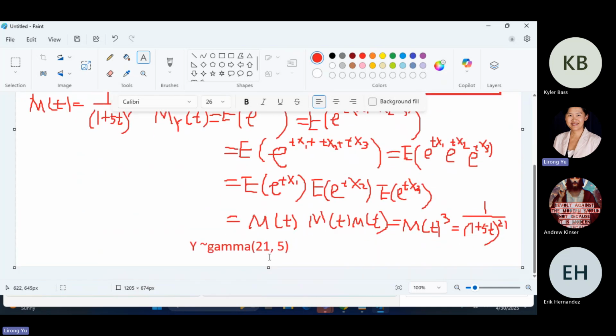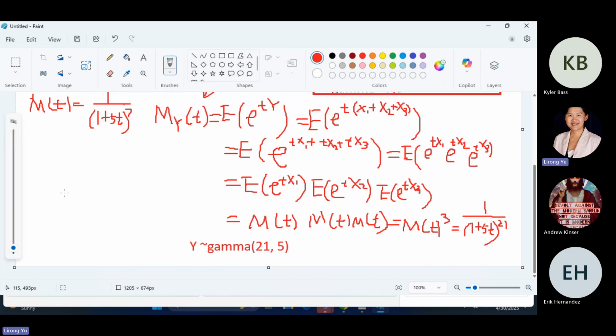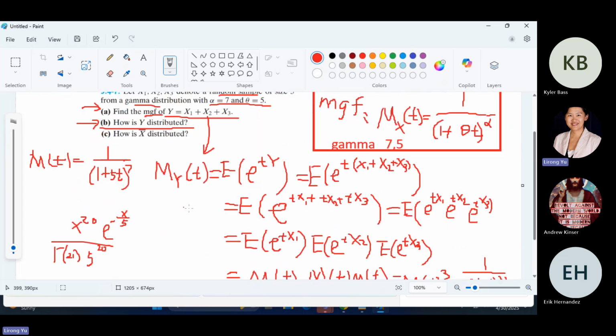And then from knowing the distribution, if you want to, you can write the density function, right? The density function will be gamma distribution, I think it's 1 over x to the power of 21 minus 1, and then e to the negative x over 5. And that was the gamma distribution. Then you're going to have gamma of alpha, which is 21, and then theta, which is 5, to the power of alpha minus 1, I think it's 20.